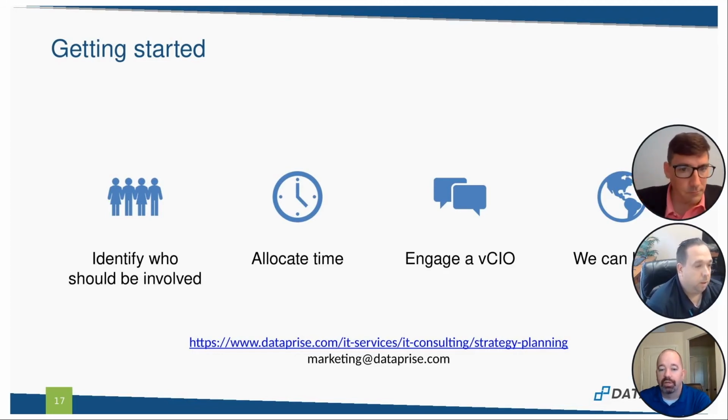So to get started with the BIA, since that's what we're here to understand today, we need to identify who should be involved, right? We need to allocate time. This is not something where it's just, here, fill this out, and you sort of wing it, right? You need to make sure that you're allowing enough time to thoroughly investigate this.